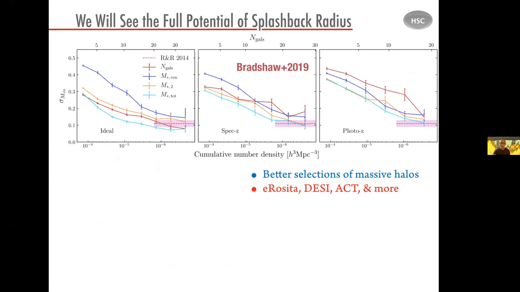So in the end, I just want to quickly mention that going forward, we need to try to understand the selection of massive halos better and try to overcome this projection effect in richness selections.